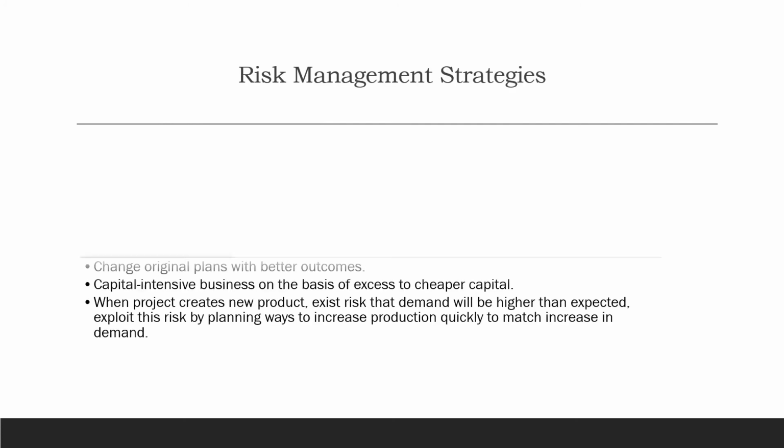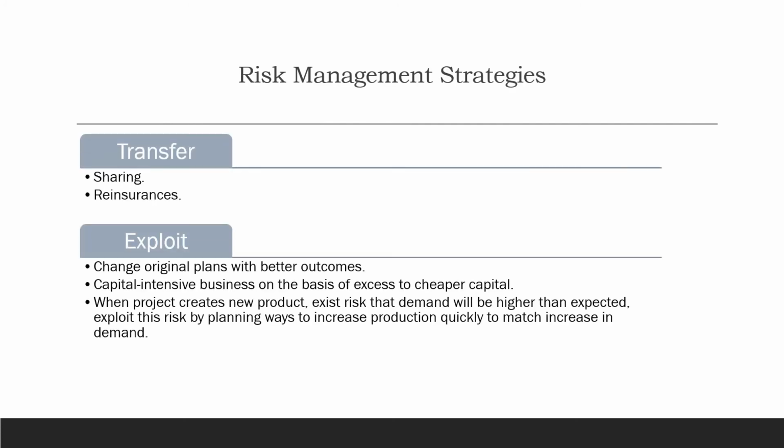Fourth strategy is transfer. This strategy involves the contractual shifting of a pure risk from one party to another, or in other words sharing the risk. For example, reinsurance is whereby insurers transfer portions of their risk portfolios to other parties by some form of agreement to reduce the likelihood of paying a large obligation resulting from an insurance claim.